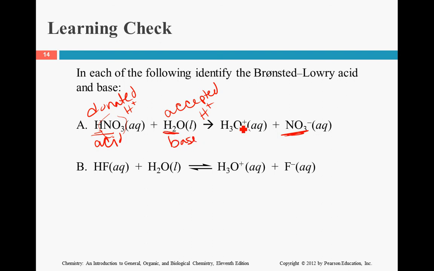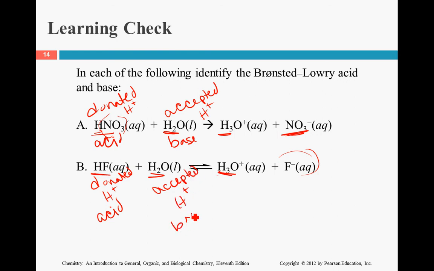Notice it went from H2 to H3. It took that hydrogen. Here's HF. We're going to look for fluorine on the other side. Here it is. It got rid of the hydrogen. Once again, that means it donated the hydrogen, which makes it the acid. Whereas H2 becomes H3, which means it accepted the hydrogen, which makes it the base.